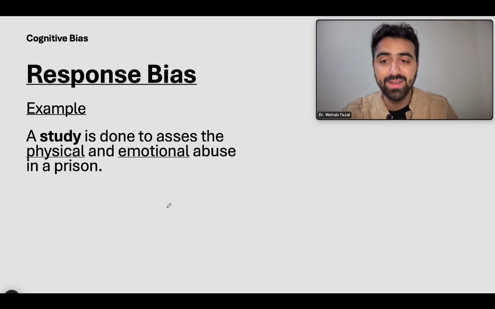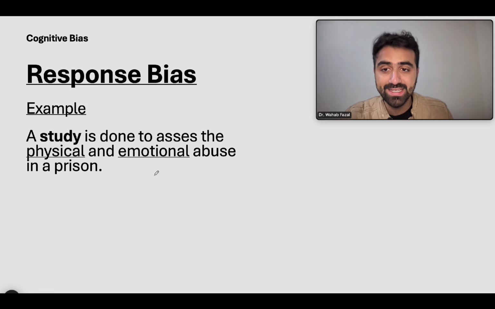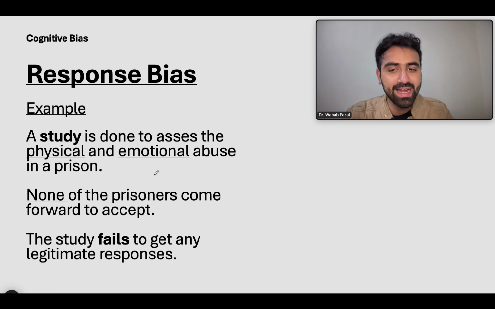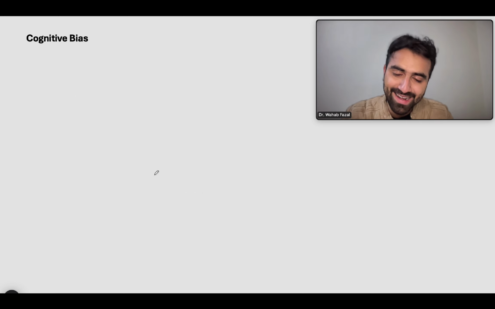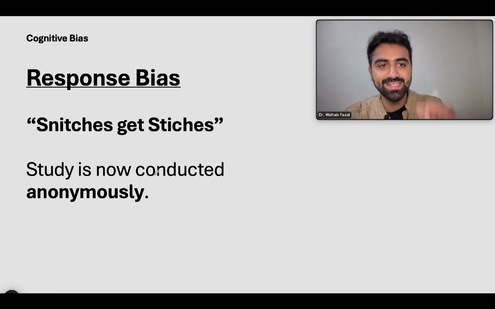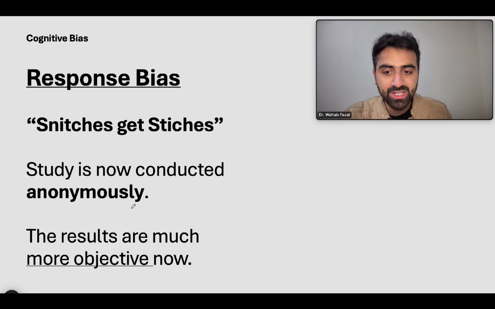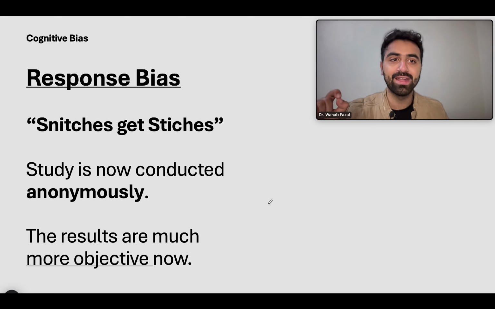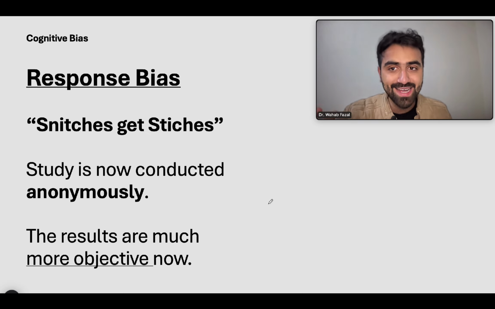Let's try to understand this with the help of another example. A study is done to assess physical and emotional abuse in a prison. None of the prisoners came forward to accept there is any sort of physical or emotional abuse in the prison. The study fails to get any legitimate responses. Why is that? Because, if you know, in a prison, snitches get stitches. If you do the same study anonymously, the results are much more objective and a lot of people come forward, because they know it's anonymous. So the thoughts, perceptions and ideas of the participant, if for some reason they give a false answer, that is false response or response bias, also called misinformation bias.